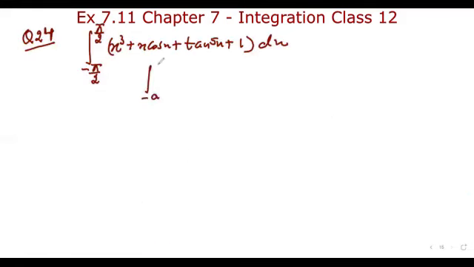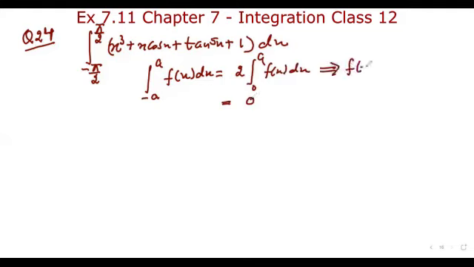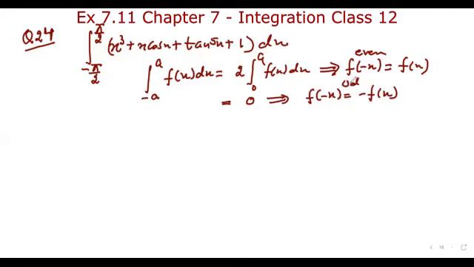Hence, in a question where we have the limit minus a to a of f(x) dx, the answer can be of two forms: 2 into the integral 0 to a of f(x) dx, or the answer can be 0. If the answer is this, it is only the case where f of minus x is equal to f(x), so the function is even. But in a case where the function is odd, meaning f of minus x is equal to minus of f(x), then the answer will be 0.